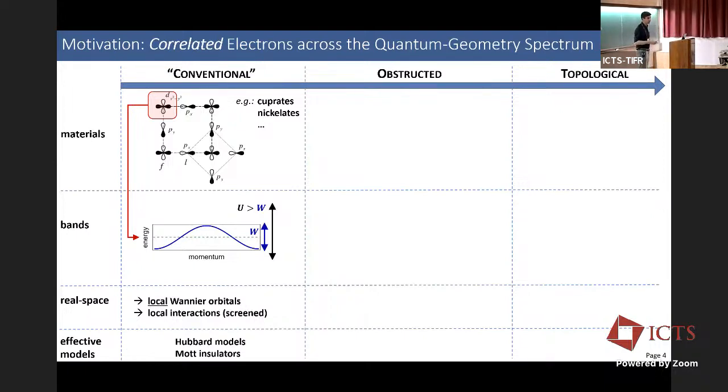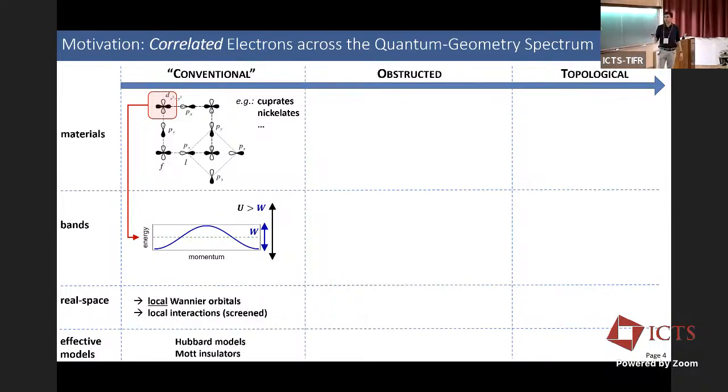binding description in terms of very well localized Wannier orbitals that mainly have the d orbital character of cuprates. The resulting interactions are typically well screened, so I can think about an emergent low energy model in terms of a Hubbard interaction on a lattice, which gives me a standard theory for Mott insulators.